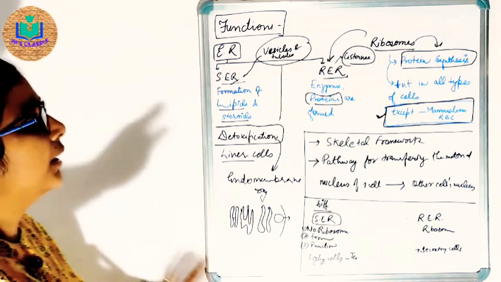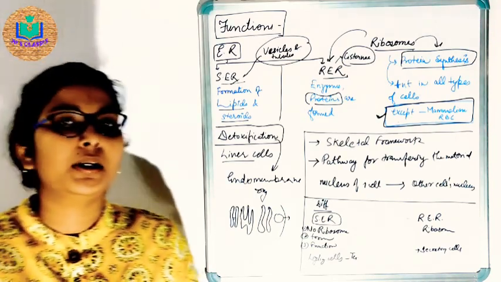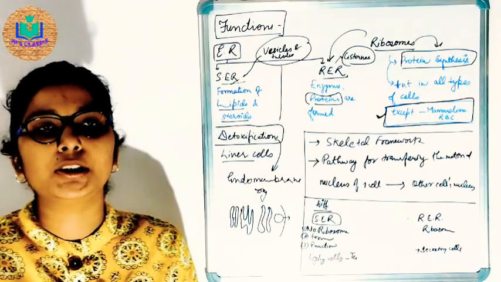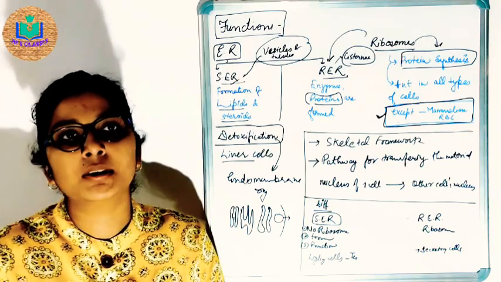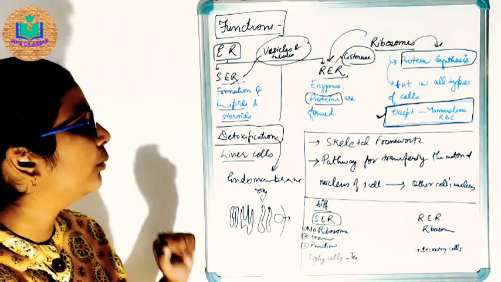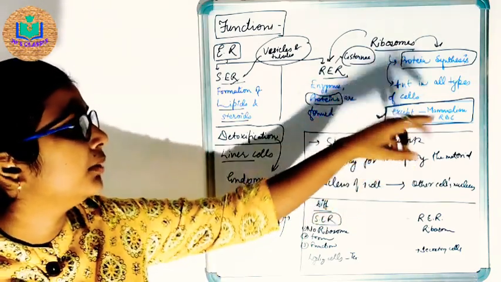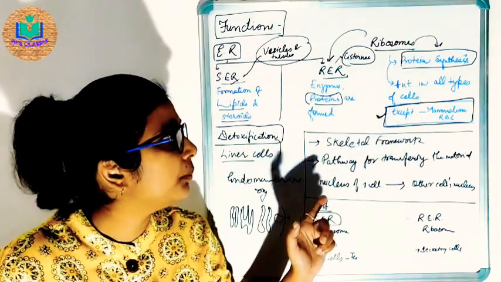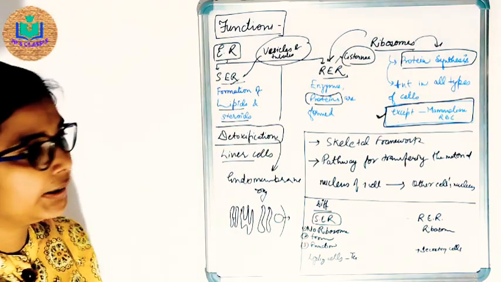So that's all about today's topic: the endoplasmic reticulum, its types, nature, function, occurrence and forms, and some important words: endomembrane system, and except mammalian RBC, ribosomes are present in all types of cells.